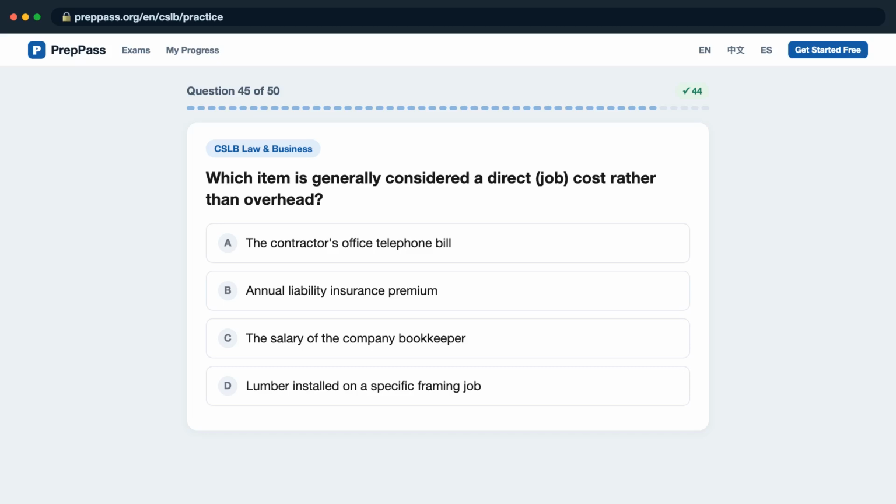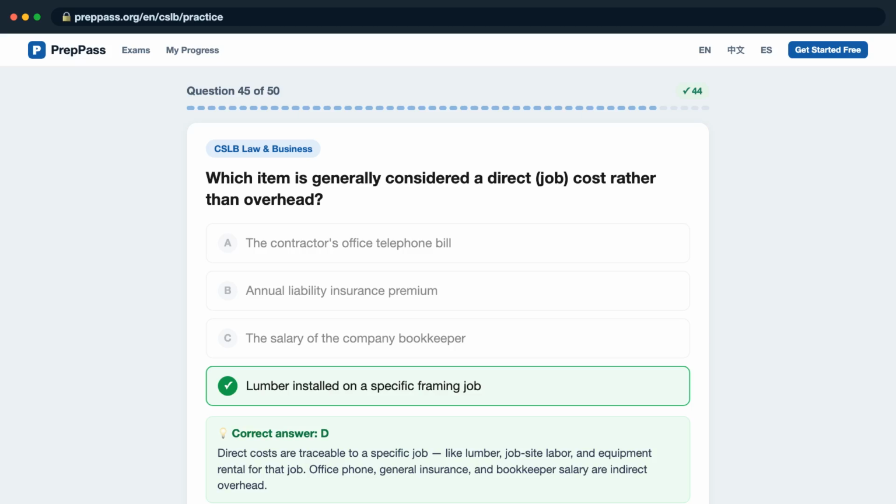Question 45. Which item is generally considered a direct job cost rather than overhead? Is it A, the contractor's office telephone bill? B, annual liability insurance premium? C, the salary of the company bookkeeper? D, lumber installed on a specific framing job? The correct answer is D, direct costs are traceable to a specific job, like lumber, job site labor, and equipment rental for that job. Office phone, general insurance, and bookkeeper salary are indirect overhead.